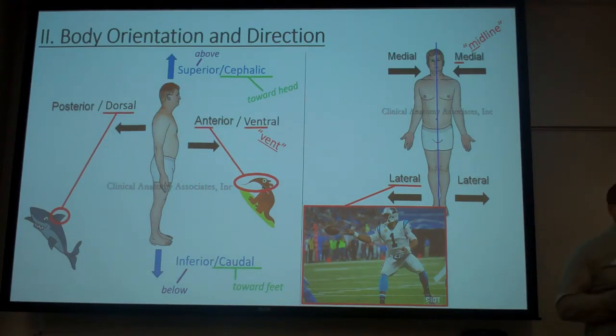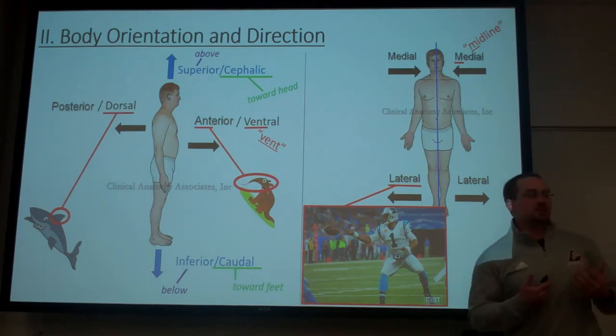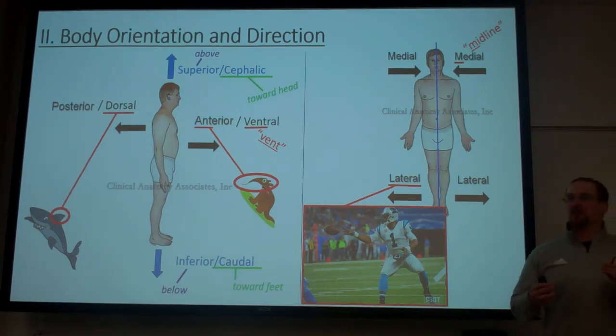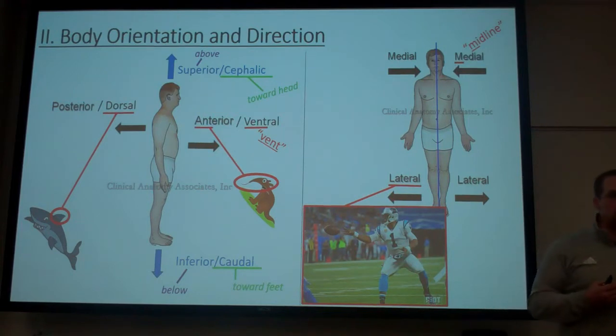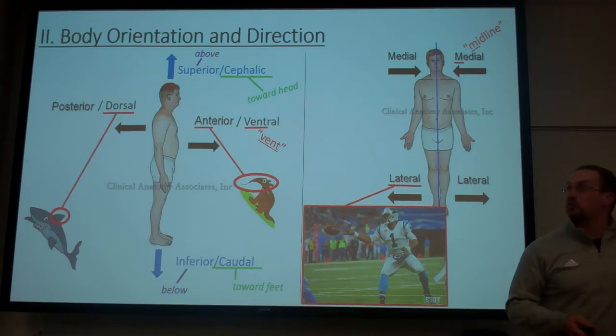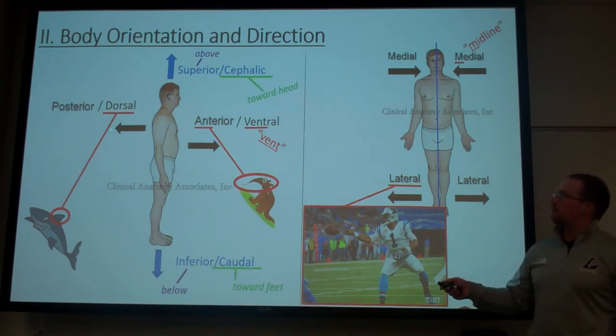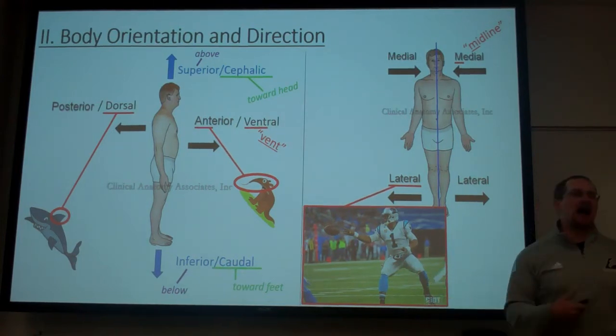Next section, body orientation and directions. So essentially, we're going to use these terms to help us know where different parts, different landmarks, things like that, are located on the body. And essentially, I'm just going to go down in order in that lab manual there. So to start here, let's take a look at anterior and posterior. Anterior and posterior, they are opposites of one another.